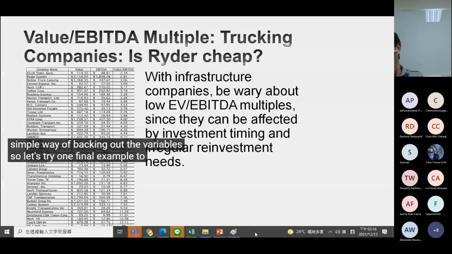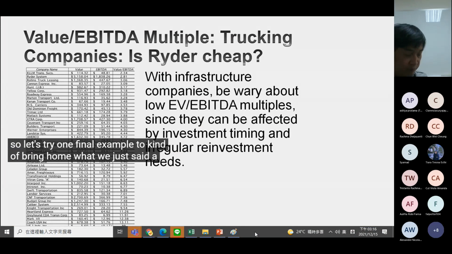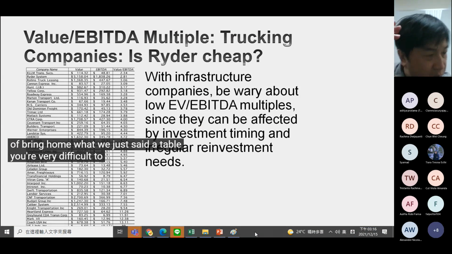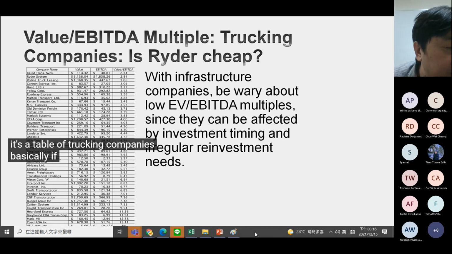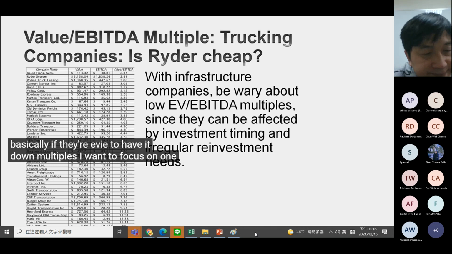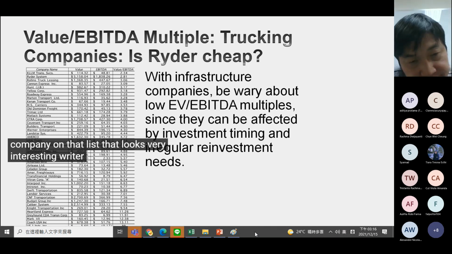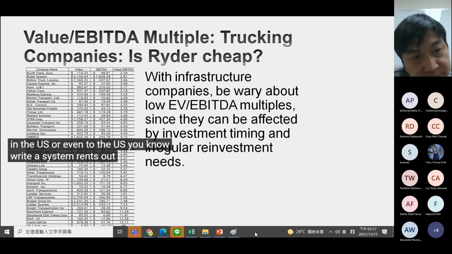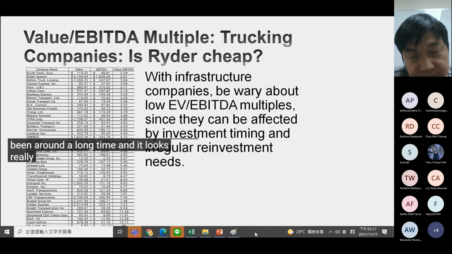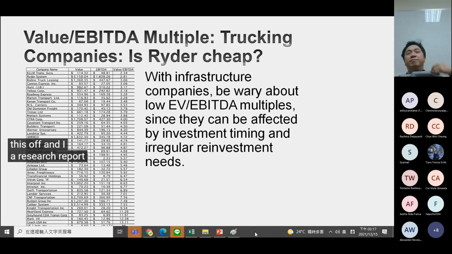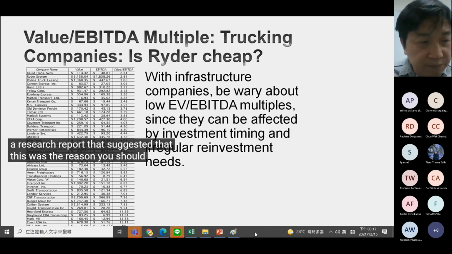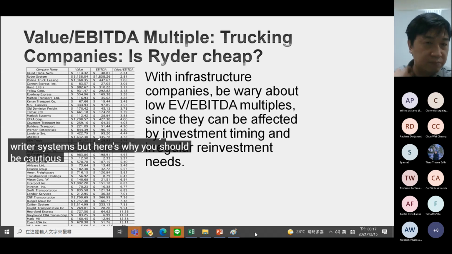So let's try one final example to bring home what we just said. We have a table here, very difficult to read because the font's really small, of trucking companies and their EV to EBITDA multiples. I want to focus on one company on that list that looks very interesting, Ryder Systems. If you live in the US or you've been to the US, you know Ryder System rents out trucks for people to move themselves. It's been around a long time, and it looks really cheap. It's trading at 2.91 times EBITDA. In fact, I pulled this off an equity research report that suggested that this was the reason you should buy Ryder Systems. But here's why you should be cautious.